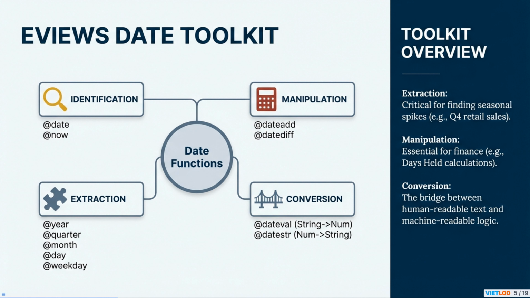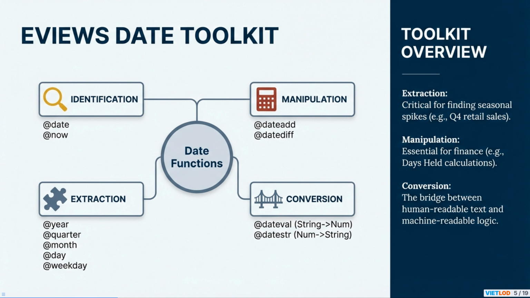This slide outlines the comprehensive EViews date toolkit, categorized into 4 main functions: identification, extraction, manipulation, and conversion. For identification, functions like @date and @now help us determine the current date information within the work file. Extraction functions such as @year, @quarter, @month, @day, and @weekday are vital for isolating specific parts of a date, which is critical for finding seasonal spikes, for instance, in fourth quarter retail sales.